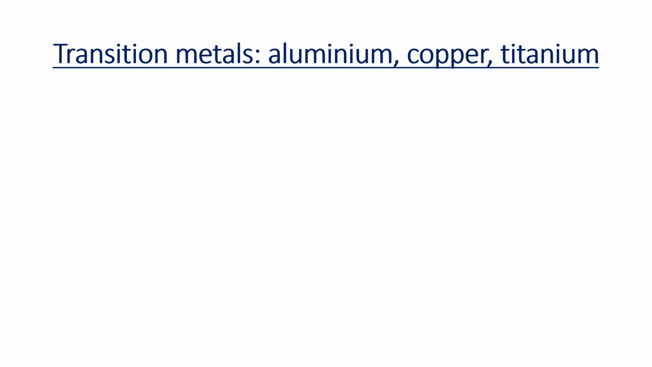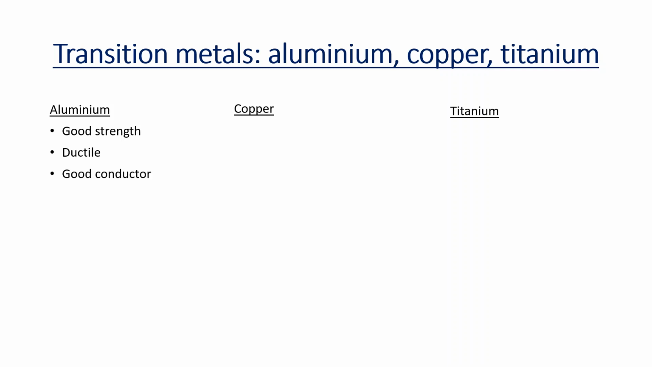So now we're going to look at some specific transition metals, their properties and their uses. So we're going to talk about, as the heading suggests, aluminium, copper and titanium. To start with, aluminium has good strength, and this is a good strength to weight ratio. It is ductile, it can be made into wires. It's a good conductor, and that is of both heat and electricity, and it's lightweight. Like I just said, the good strength is a good strength to weight ratio. It's lightweight, but it's a very tough material.